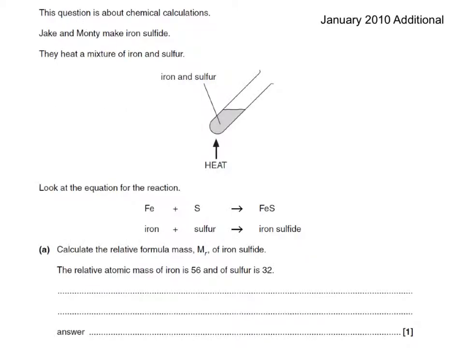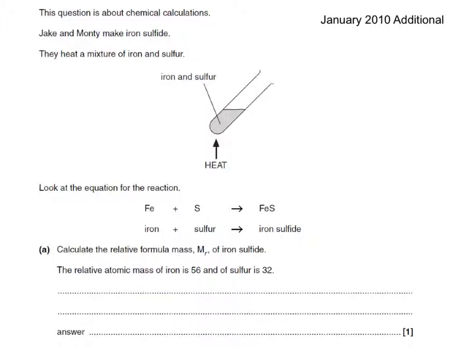And finally, another two questions. This question is about chemical calculations. Jake and Monty make iron sulfide. They heat a mixture of iron and sulfur here in the test tube. Look at the equation for the reaction. Fe plus S gives FeS, and iron plus sulfur gives iron sulfide.